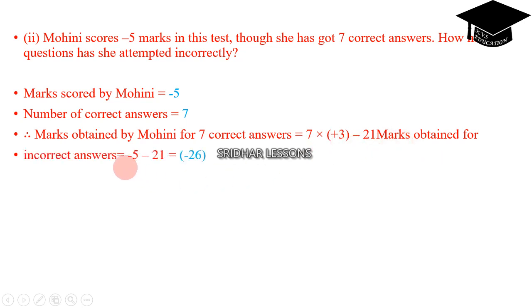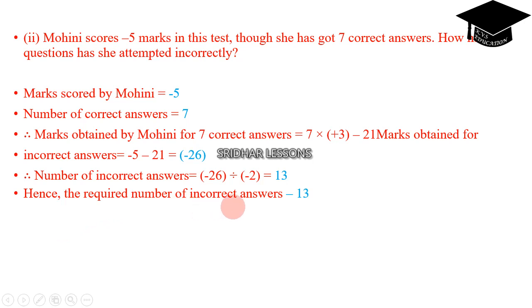Marks obtained for incorrect answers is equal to minus 5 minus 21, which is equal to minus 26. Therefore, number of incorrect answers is equal to minus 26 divided by minus 2, which is equal to, minus minus cancels, 2 cancels in 26, 13 times, 13. Hence, the required number of incorrect answers is equal to 13.